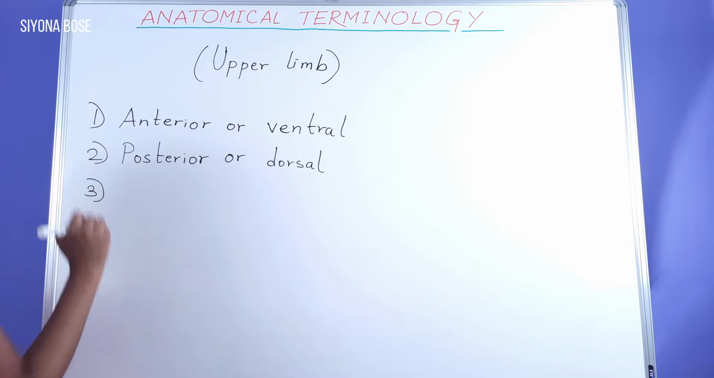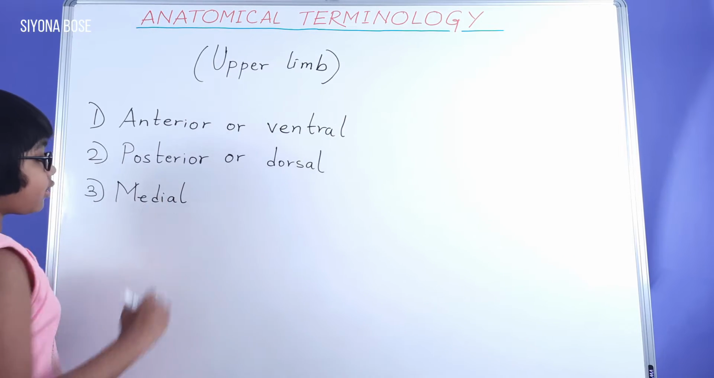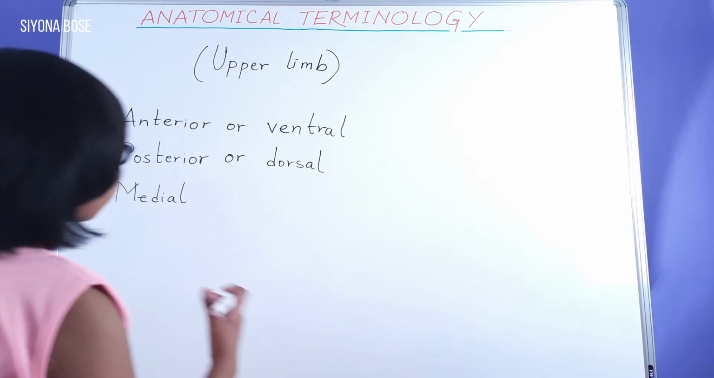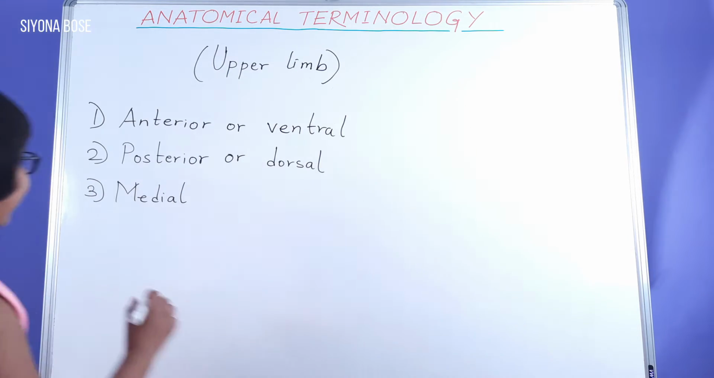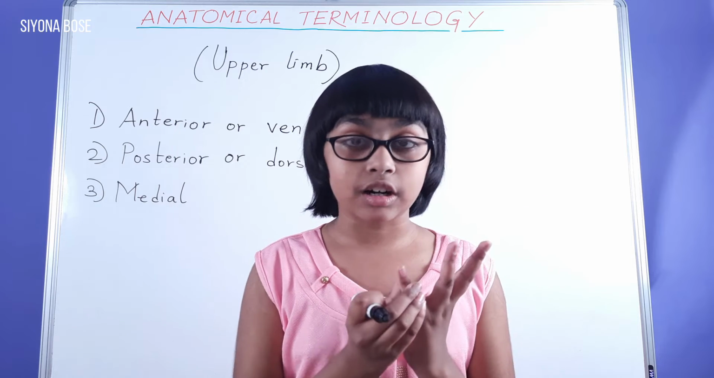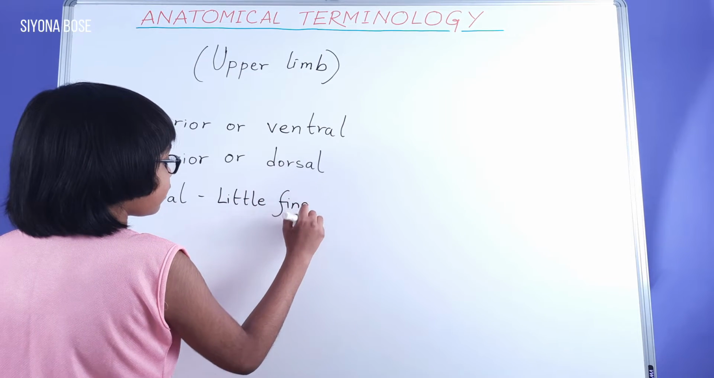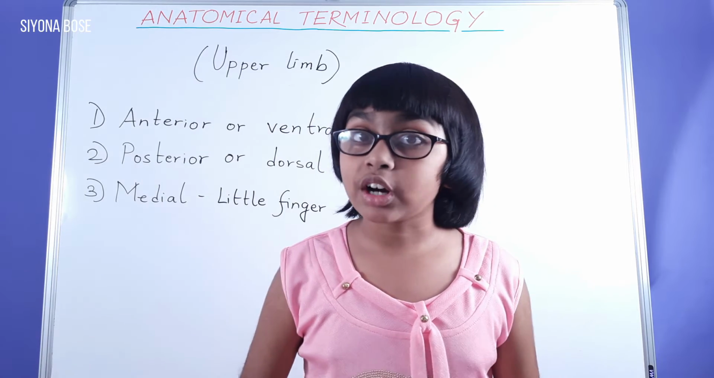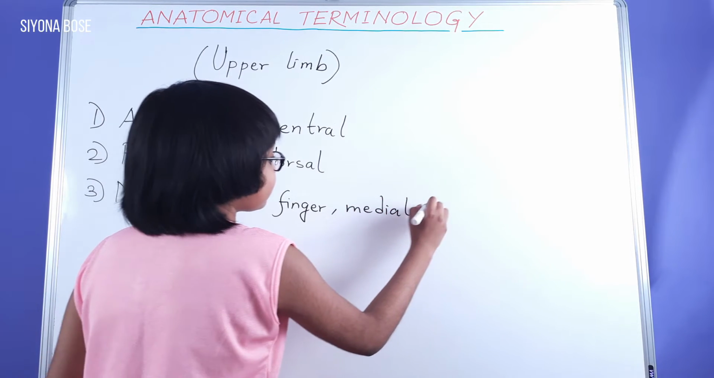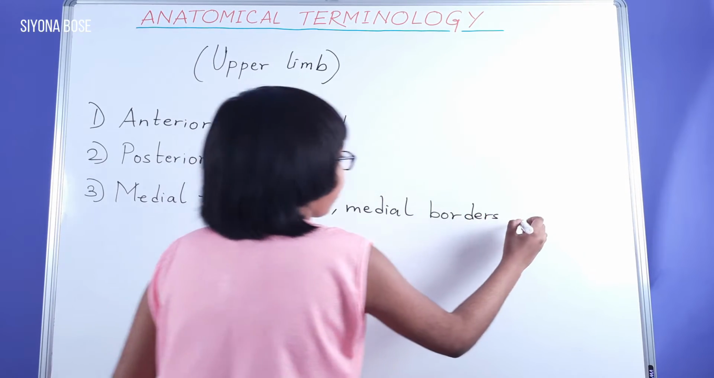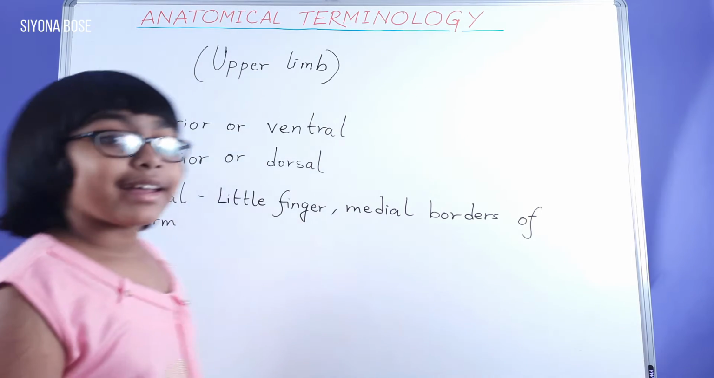Moving on to medial. We discussed that medial meant near to the median line. That means the center of the body. In case of the upper limb, in the medial part of the upper limb comes the little finger, and the medial borders of the forearm and arm. Medial borders of forearm and arm.